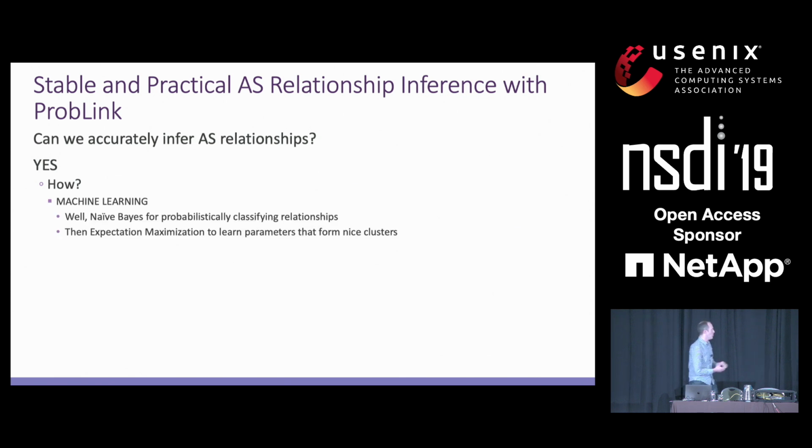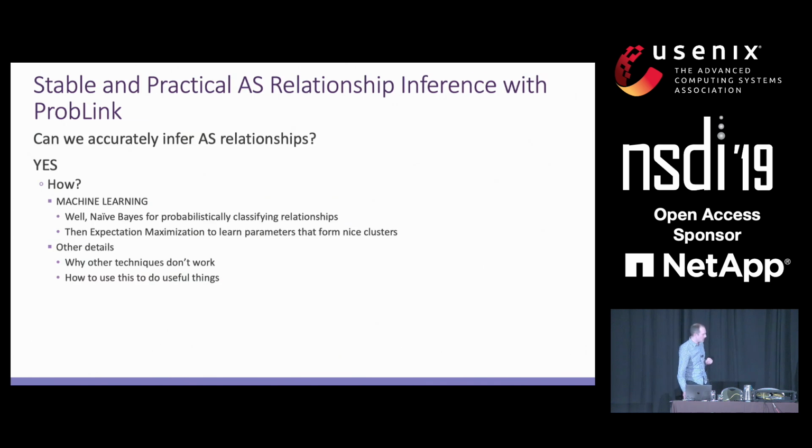One of the key things that they do in this paper is use machine learning. So a lot of the prior work has very fixed notions of how to label different relationships. And this could lead to all kinds of inconsistencies and also has a certain amount of inflexibility. The authors use naive Bayes to probabilistically classify these relationships. And then they throw in expectation maximization to learn parameters that form nice clusters that allow you to do these inferences.